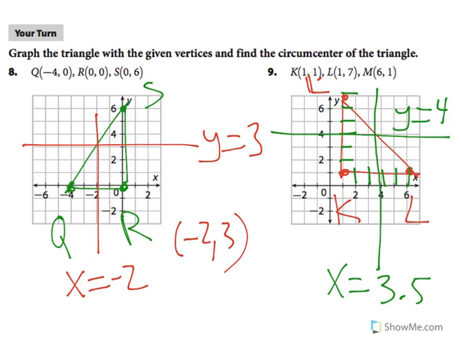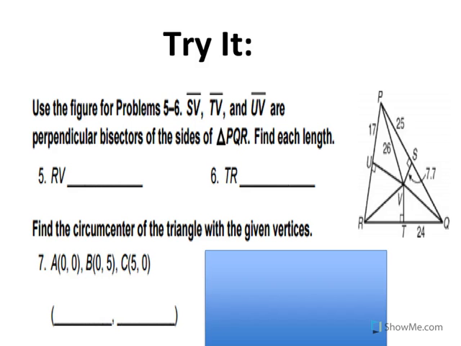So then your circumcenter is this point here. So it's at 3.5 and 4. Right. Okay, so now we want you to try this out on your own.